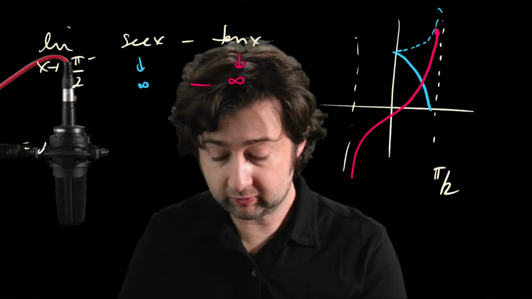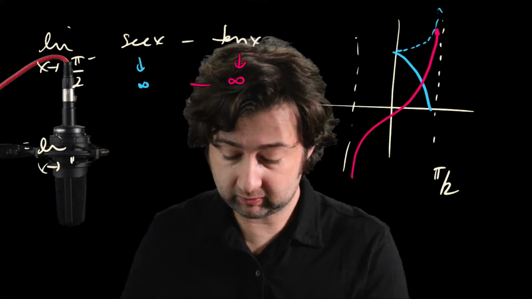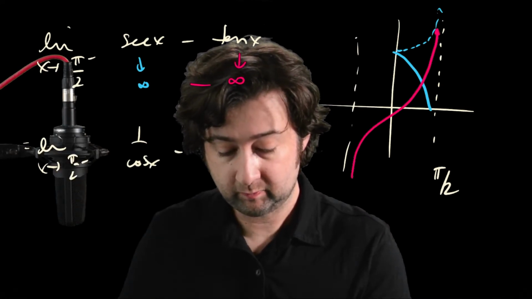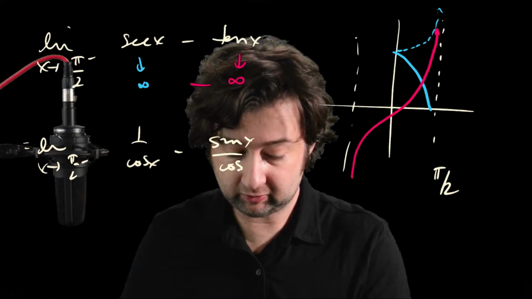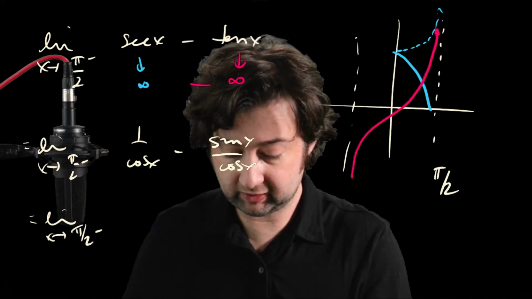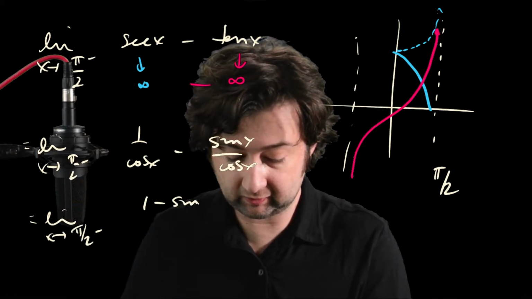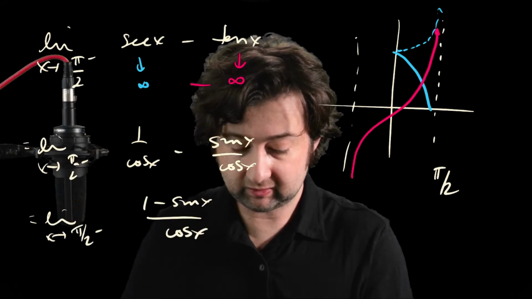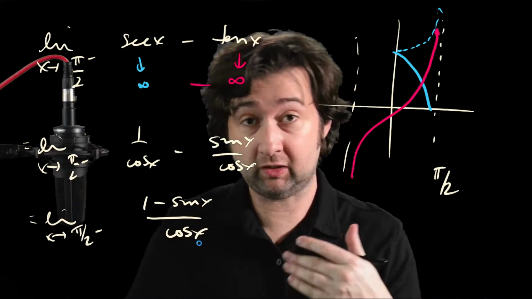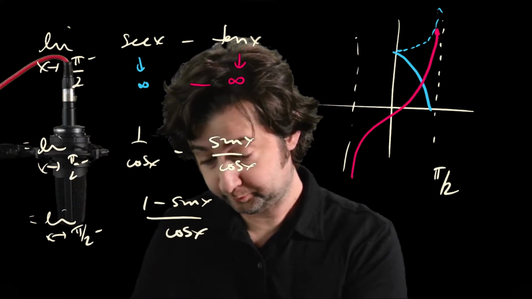So this is equal to the limit as x goes to pi over 2 from the left-hand side of 1 over the cosine of x minus the sine of x over the cosine of x. And that's equal to the limit as x goes to pi over 2 from the left-hand side of 1 minus the sine of x over the cosine of x. Now, I've got a ratio now. I should probably check to make sure I can use L'Hopital's rule on it.